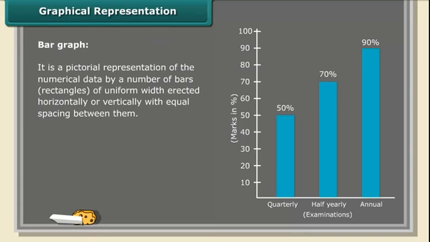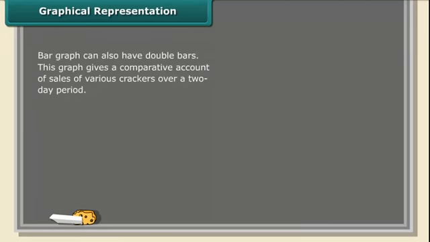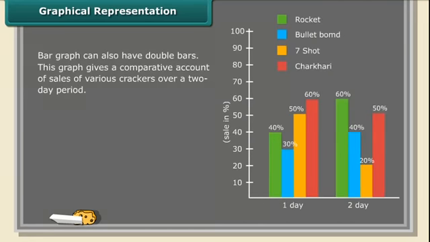From the above graph, we infer that Divya's total marks have been increasing, which shows progress in her studies. A bar graph can also have double bars.